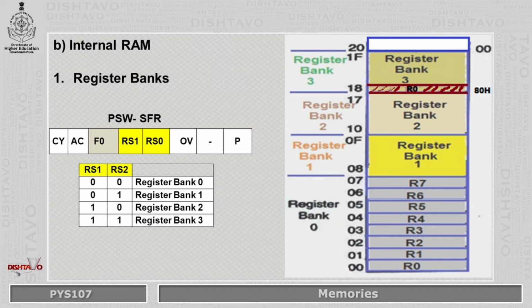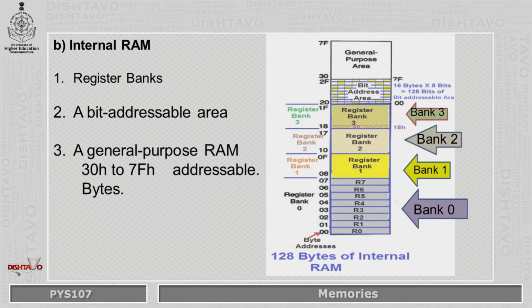Bits RS0 and RS1 in the PSW register, that is the program status word SFR register, determine which bank of registers is currently in use at any time when the program is running, as per the table shown on the display. A register bank not selected can be used as general purpose RAM. Bank 0 is selected on reset of the chip.